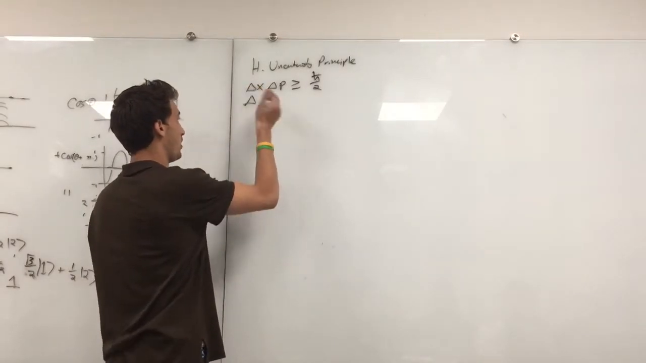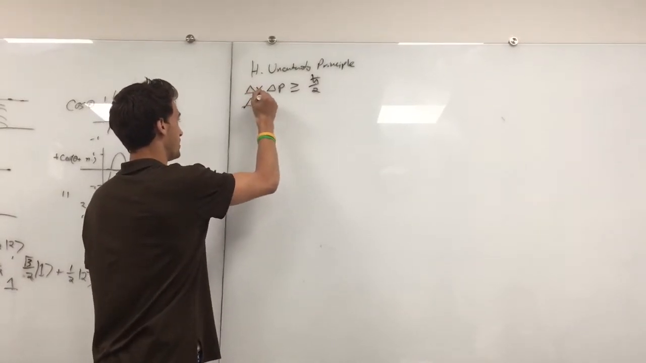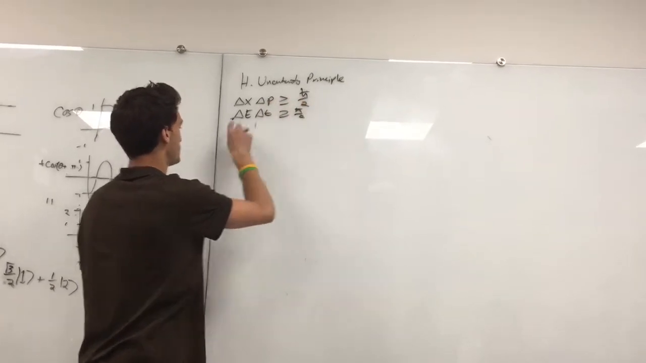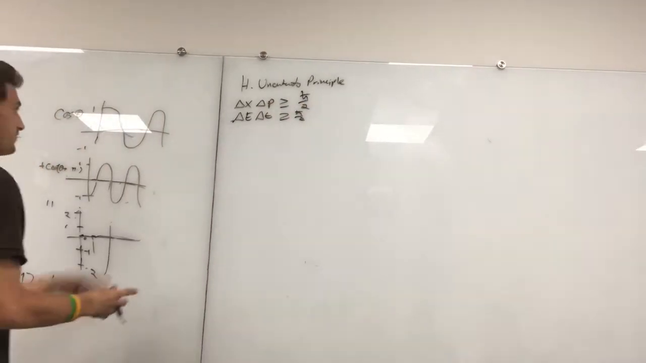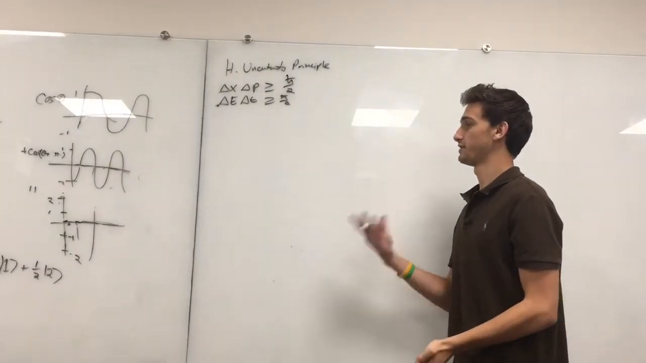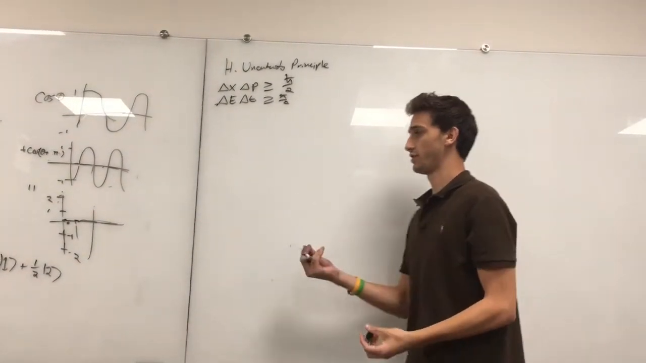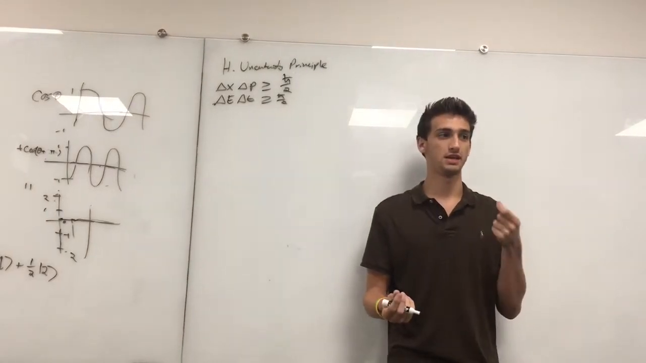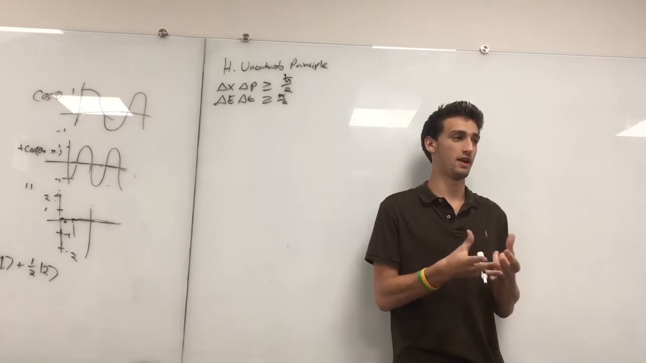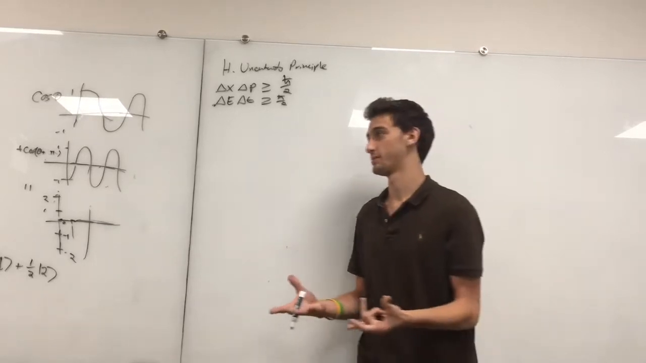This is the first uncertainty principle. The second one is delta E, delta T, greater than or equal to h bar over 2, which we'll come back to later. For now, let's just look at delta x, delta p is at least h bar over 2. This just means that you can't be certain about both position and momentum. The more certain you are about an object's position, the less certain you are about its momentum.